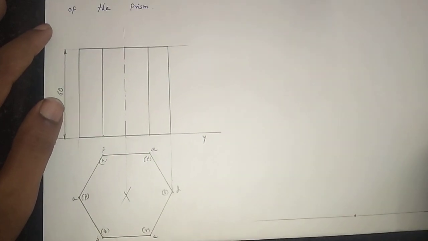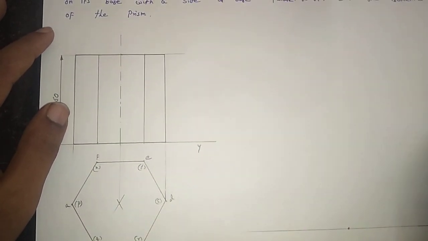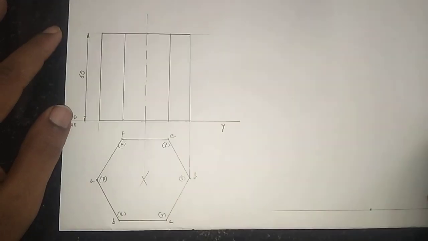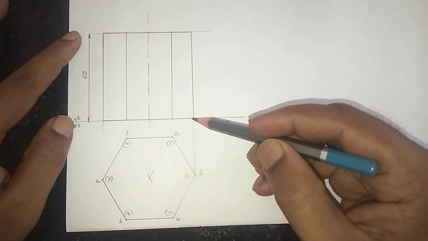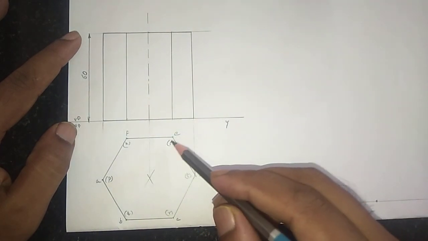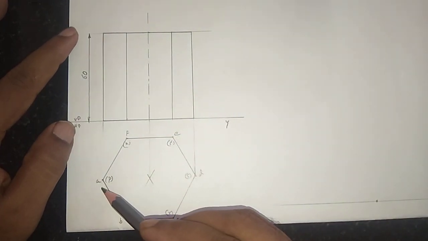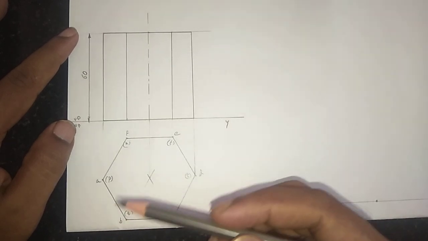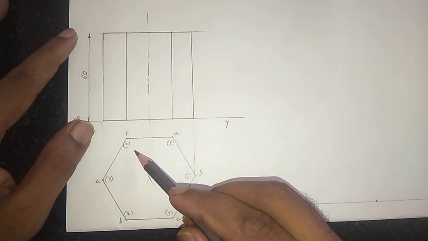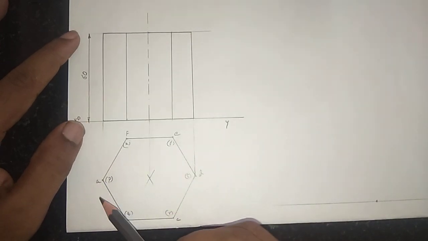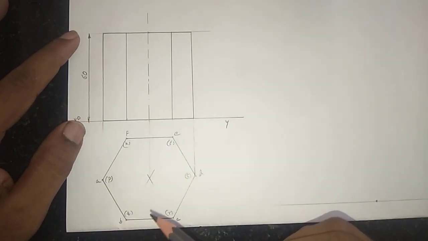And they are asking to draw the isometric view of this prism. So first draw the top view. And the hexagonal prism's base is drawn parallel to the vertical plane. And give the names. The prism has two faces, top face and bottom face. So the bottom face we consider P, Q, R, S, T and U. And the top face we consider A, B, C, D, E and F.